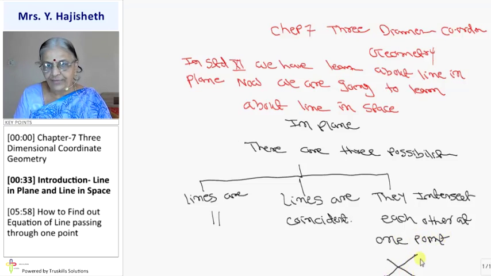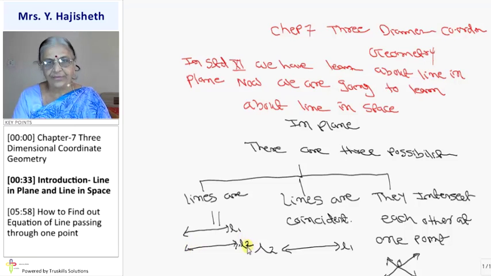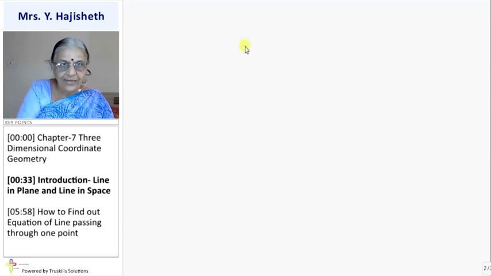Two lines can be extended in both directions. They intersect each other at one point O. Coincident means one line is L1, and this is line L2 also; L1 and L2 coincide. And parallel means L1 is like this, then L2 will be like this. This you have learned in 11th science.